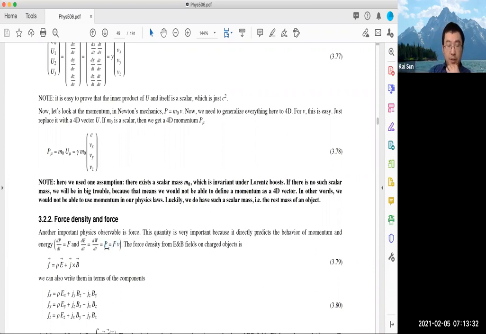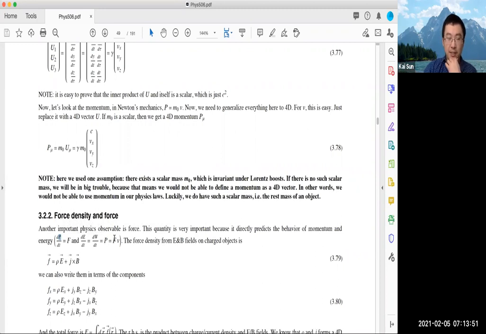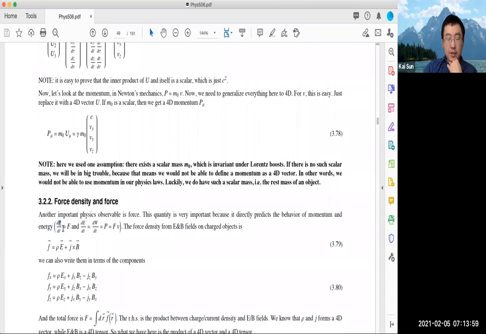A small note here. This P is power. It should not be confused with this P, which is momentum. Unfortunately, in physics we use the same letter for different quantities, like momentum and power. They all share the letter P, and also pressure. So I want to highlight that this P and this P are different. Force is a very important thing in any equation of motion.